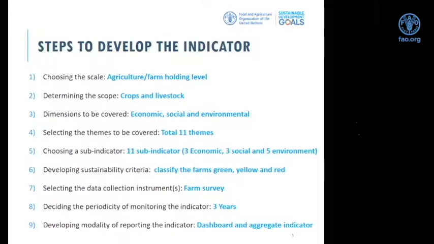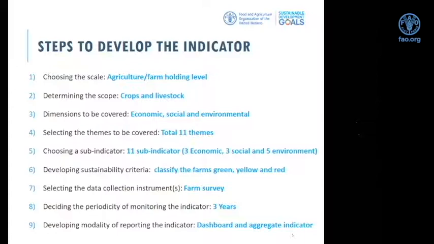Here are the steps that were used in the methodological development of SDG 2.4.1. We discussed and chose the scale for assessment for 2.4.1. And the choice made for 2.4.1 was to adopt a bottom-up approach, whereby we selected the farm or agricultural holding level that will in turn be aggregated to national level. The second step was to determine the scope of the activities of the holding to be covered by this indicator. The choice made for 2.4.1 was to cover crops and livestock activities. Then we reviewed the dimensions that will be covered as part of SDG 2.4.1. And we decided to stick to the classical dimensions of sustainability, that is economic, social and environmental.